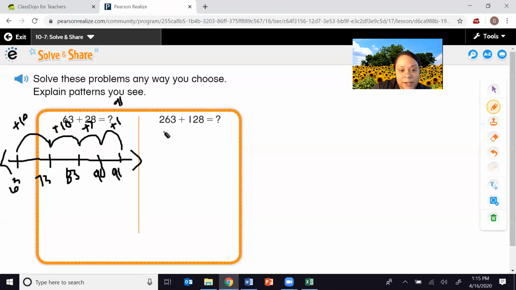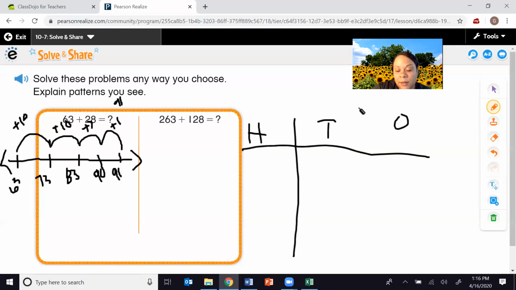So for this one, I'm going to go ahead and do my partial sums. I need more space than that. Here's my eraser. I'm going to go ahead and do my partial sums. So I'm going to do it out here just so I have more space. HTO. And I'm going to draw my little table, draw my lines.